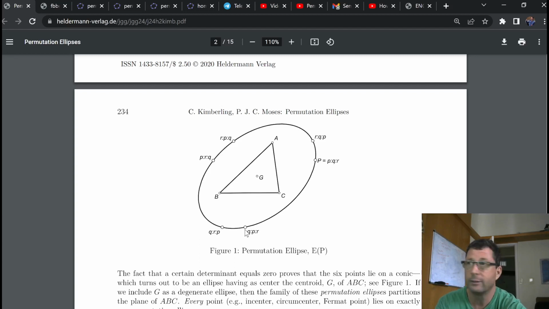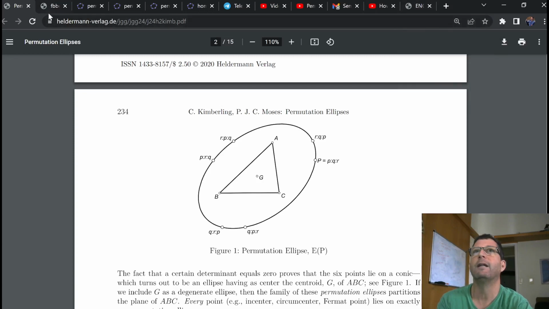You get 5 new points, and what they show in this paper is that these 5 points, along with the original one, so 6 points, lie on the same permutation ellipse, and the center of this ellipse is G, and the major axis of this ellipse is fixed. So no matter where P is placed, you're always going to get a major axis that goes through line X2, X1341. Okay, so it's a pretty recondite triangle center in Kimberling's list.